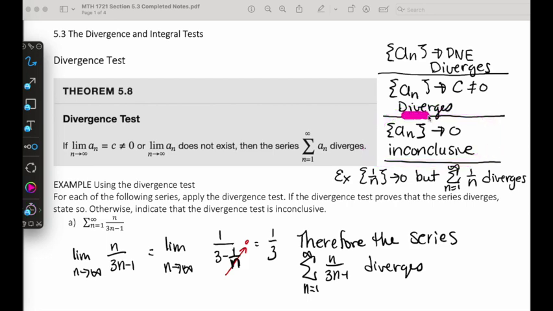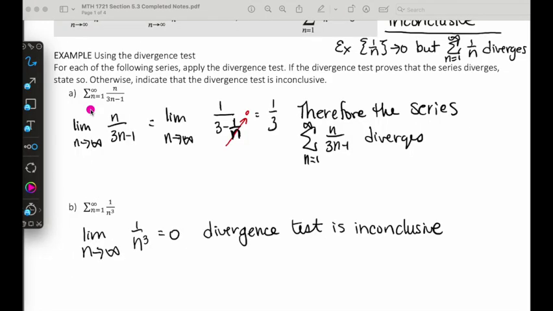But the theorem does tell us if any of these are true: if the limit of the sequence doesn't exist, or if the limit of the sequence approaches some value other than 0. In both cases, this diverges. So let's look at the first example. We want to use the divergence test to see if this series converges or diverges.